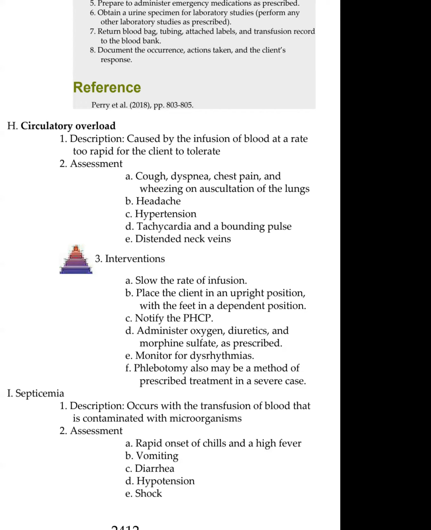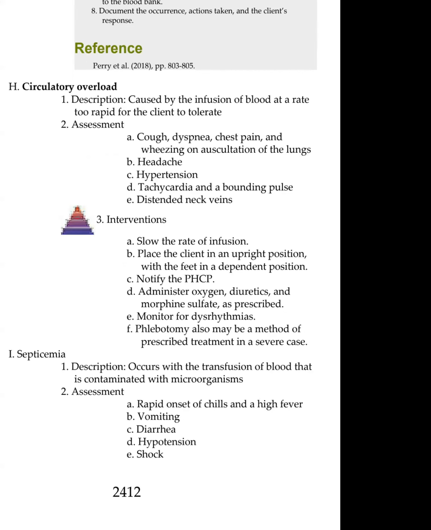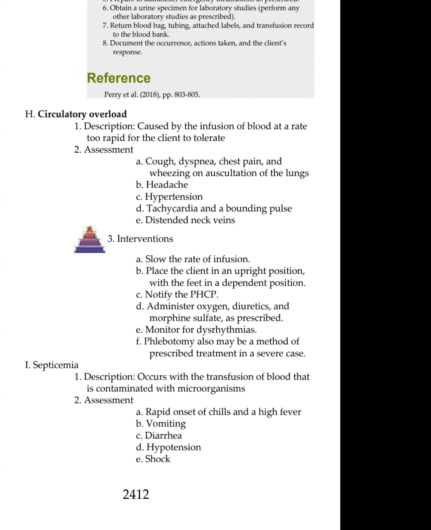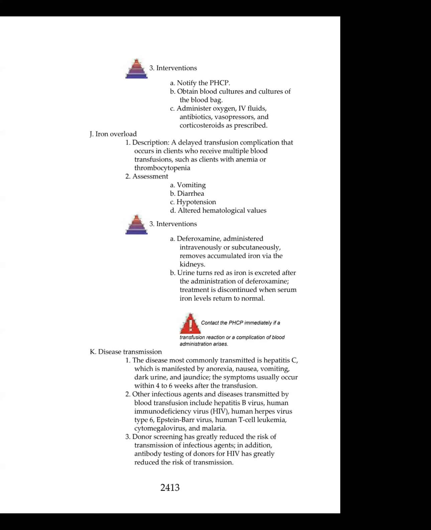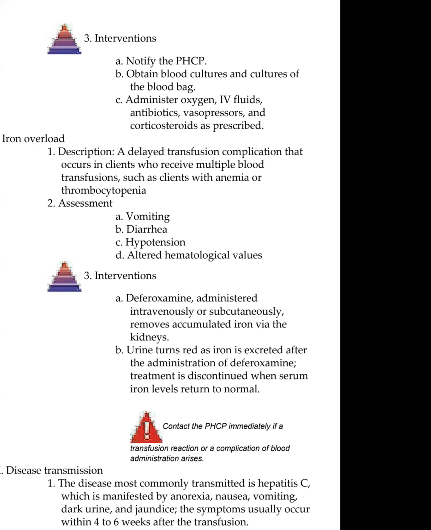That is the phlebotomy. Now, septicemia: occurrence of the transfusion of blood that is contaminated with microorganisms. Rapid onset of chill, fever, vomiting, diarrhea, hypotension, and shock occur in septicemia. Now, what is the intervention? First intervention, the primary healthcare provider should be notified. Obtain blood culture, culture of the blood bag, then administer oxygen, IV fluid, antibiotics, vasopressor, corticosteroid as prescribed.